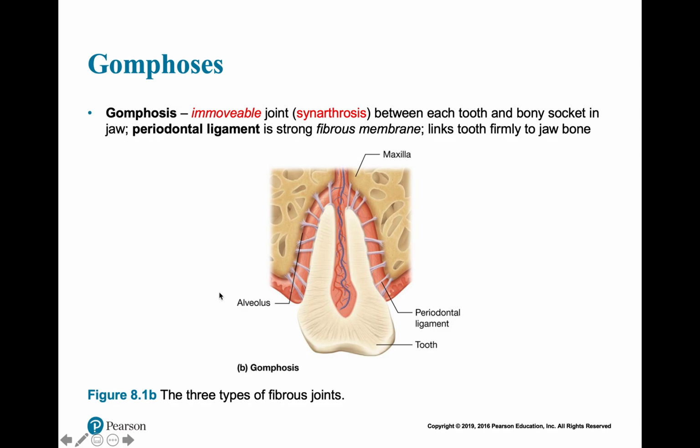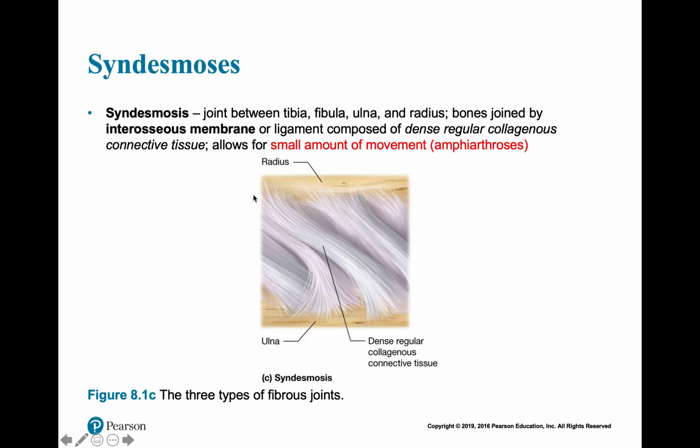So the specific type of joint located here between the teeth and the maxillae, or the teeth and the mandible, would be a gomphosis. Classification based on function, synarthrosis. Based on structure, it would be fibrous, okay? And then the last specific example of a fibrous joint is called a syndesmosis. Syndesmosis for singular, syndesmoses for plural.